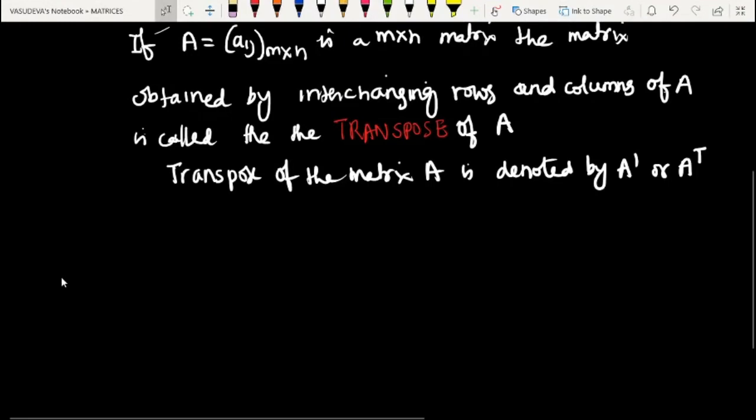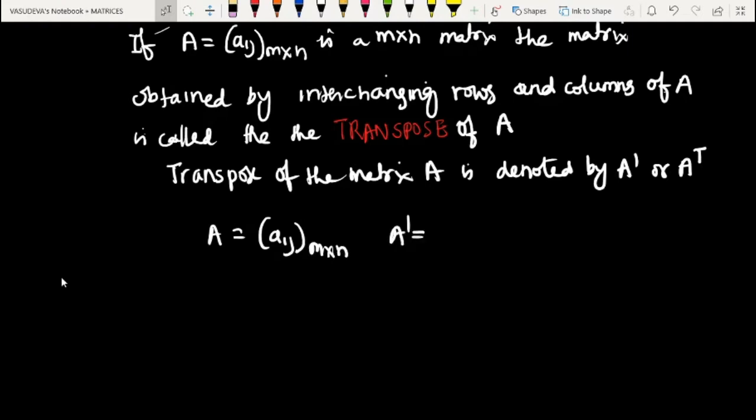So if A is equal to [a_ij] is a matrix of order m by n, then A dash is a matrix of order n by m, where a_ij will become a_ji. The suffix is changing.